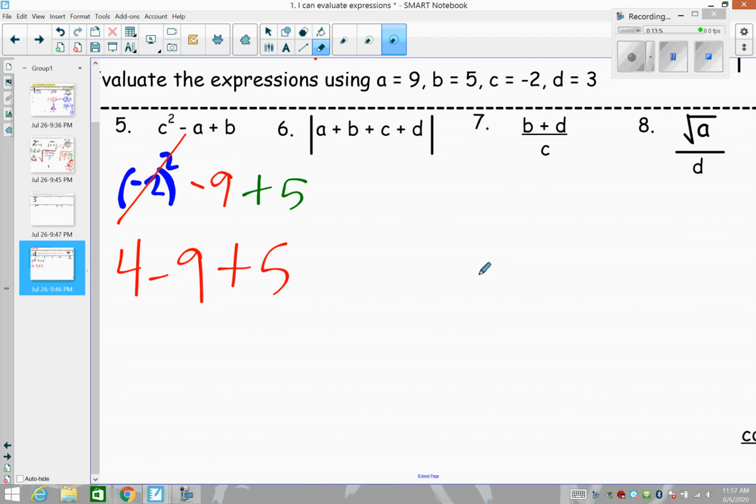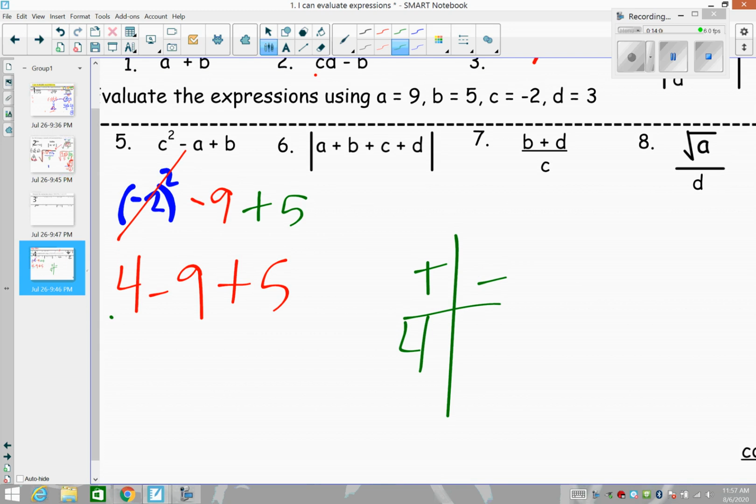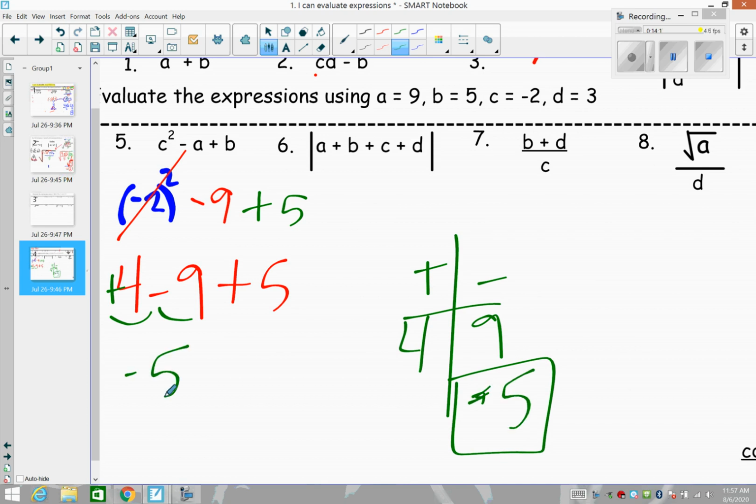All right, we're going to tug of war next. So the next step here would be to tug of war. So we have 4 players on team positive. We don't see a sign here, so it's positive. We have 9 players on team negative. Who's stronger? Negative. How many extra players? 5. So the result of this is 5.